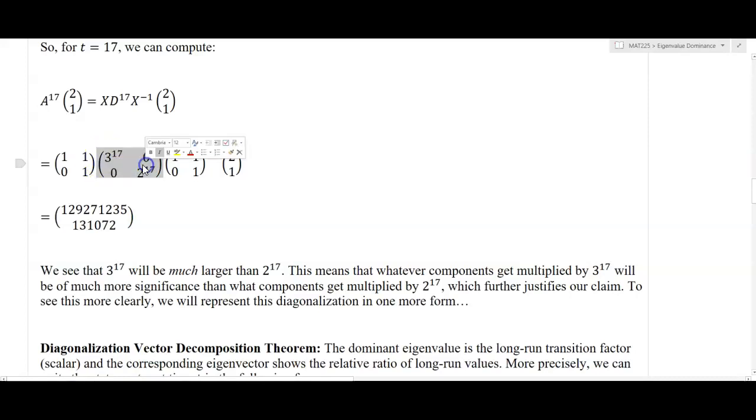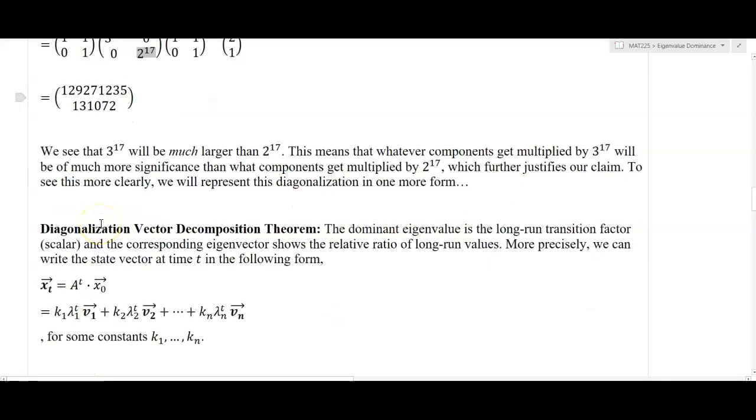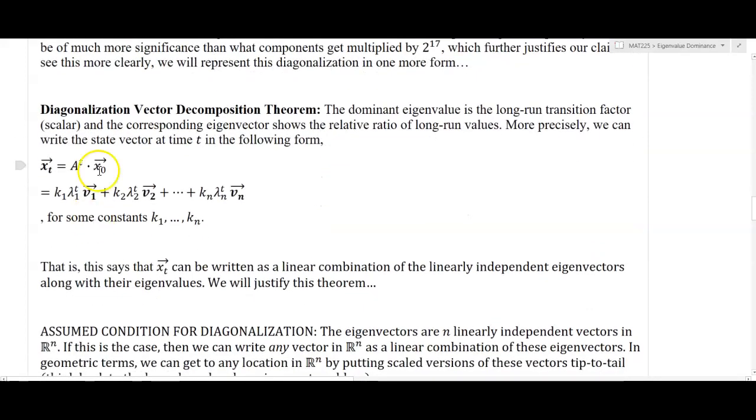Now, if you carry out this multiplication here, and you take 3 to the 17th times the (1, 0) vector, plus 2 to the 17th times the (1, 1) vector, you'll have 3 to the 17th times v1 plus 2 to the 17th times v2, which, as the power here gets really large, 2 to the 17th times (1, 1) will appear much smaller than 3 to the 17th times (1, 0). But we can further make this relationship clear by looking at the diagonalization vector decomposition theorem.